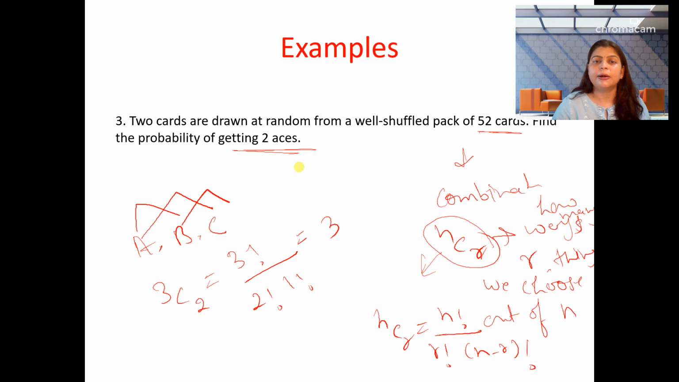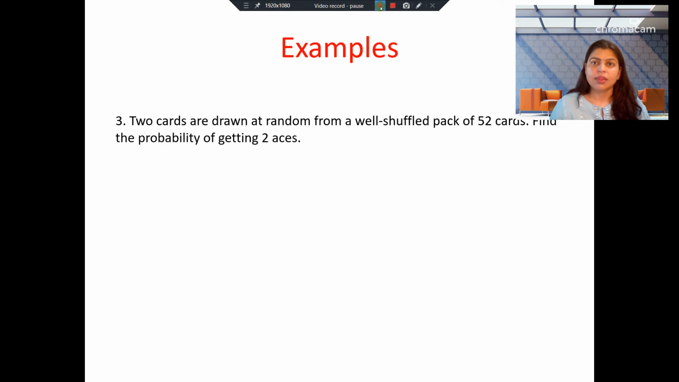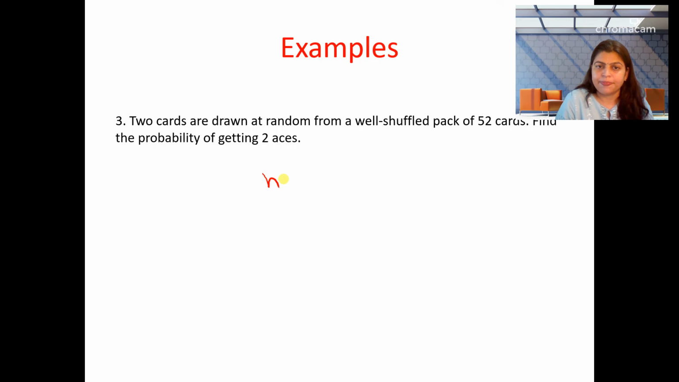So here I will use this definition. Okay, so here total number of S would be, I am interested in getting 2 cards out of 52. So out of 52 cards I am drawing 2 cards. So this is my total number of ways of getting these 2 cards.